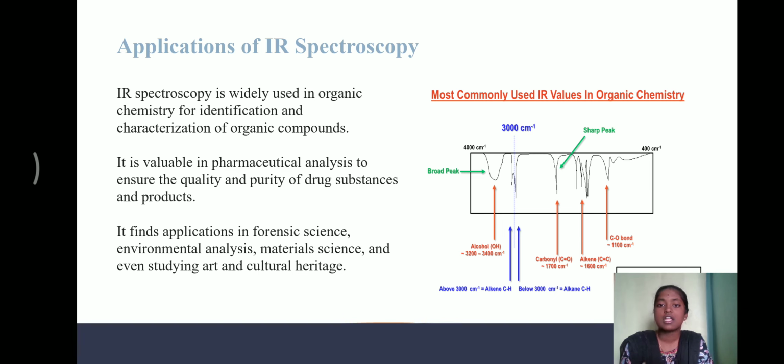And here's the graph which is about most commonly used IR values in organic chemistry. Here are two peaks related to this graph, one is a broad peak and one is a sharp peak. It covers 400 centimeter inverse to 4000 centimeter inverse, and we can see this.